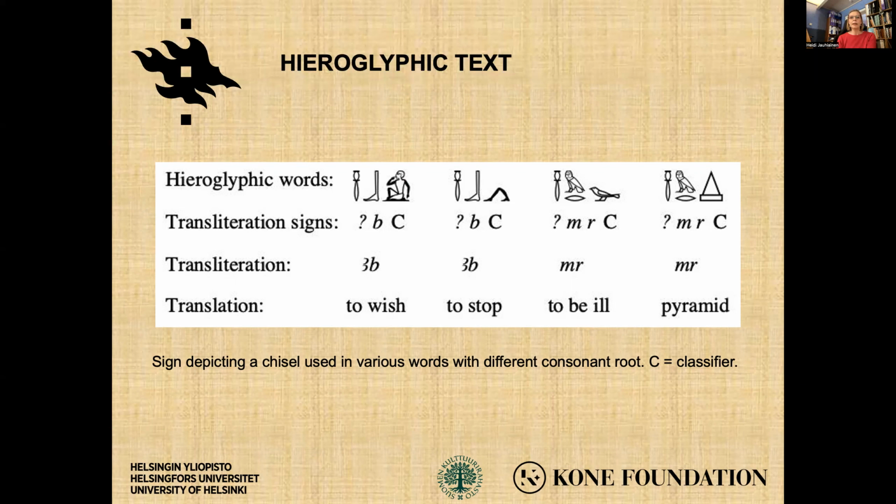For example, here the first sign in each word depicts a chisel, and it has 2 phonetic values, Aleph plus B, and M plus R. With Ab, the leg with the value B is usually used, while Mer has the owl for M and the mouth for R. And different words have different classifiers at the end.